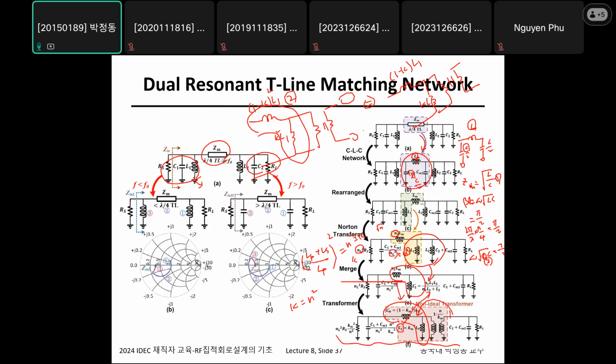L2 prime is K M square LP. Okay, so eventually, since there exists a turns ratio 1 to n, this is the effective turns ratio. The effective turns ratio is actually n divided by the coupling coefficient. This is the effective turns ratio. Okay, so you have to use the effective turns ratio when k is not 1.